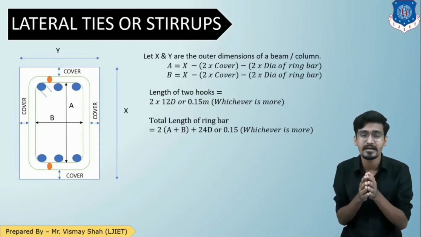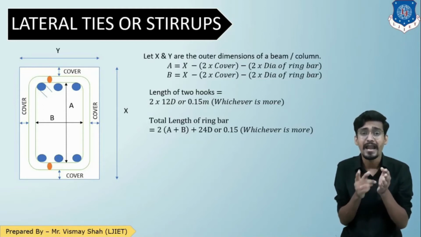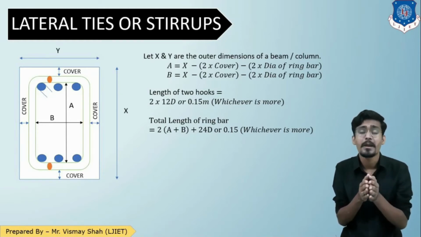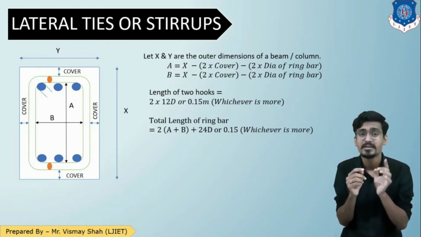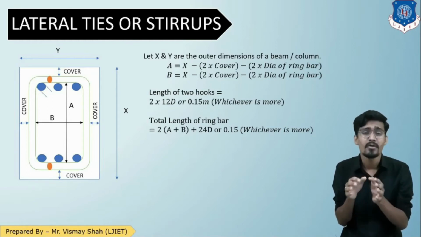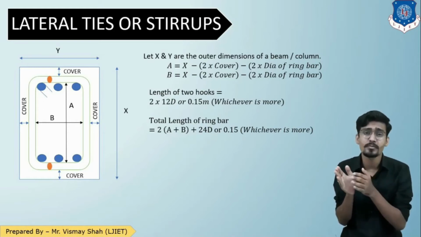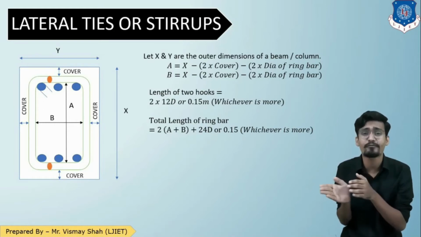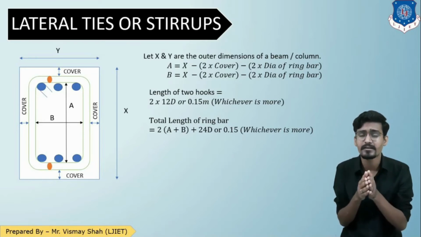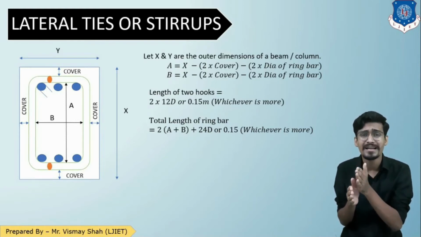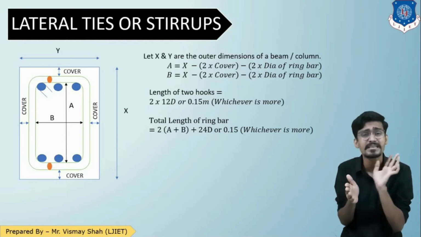A and b are the dimensions of this ring, and if I need to find out the total length of the ring, that is the periphery, so 2a plus 2b, plus there is a hook in this ring, so that is 12d. Now this length is 2a plus 2b plus 12d or 0.15 meter, whichever is greater, that is the formula. Length of the stirrup bar: the formula is 2a plus 2b plus 12d or 0.15, whichever is greater.